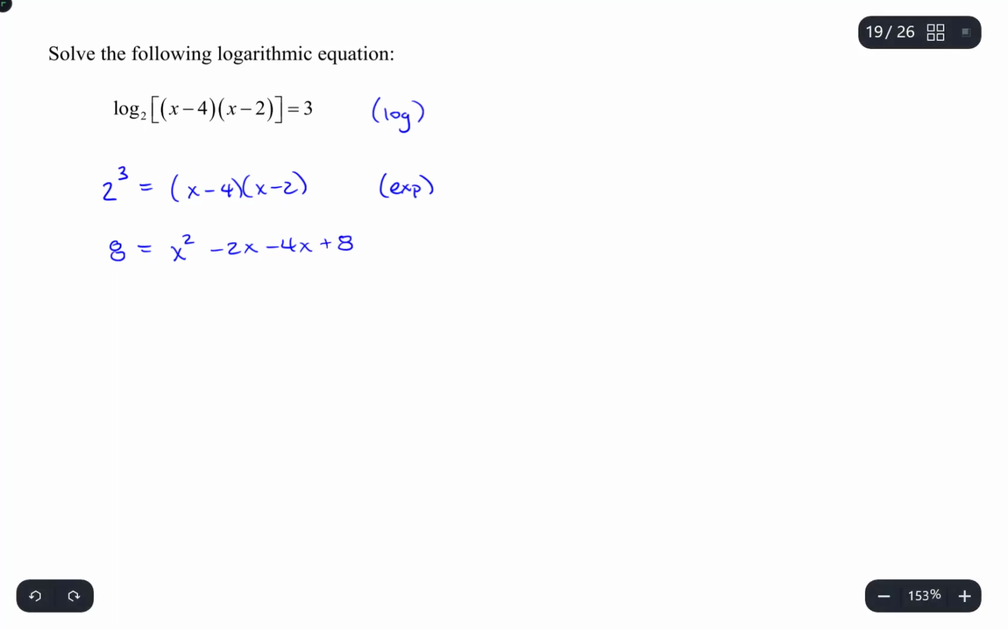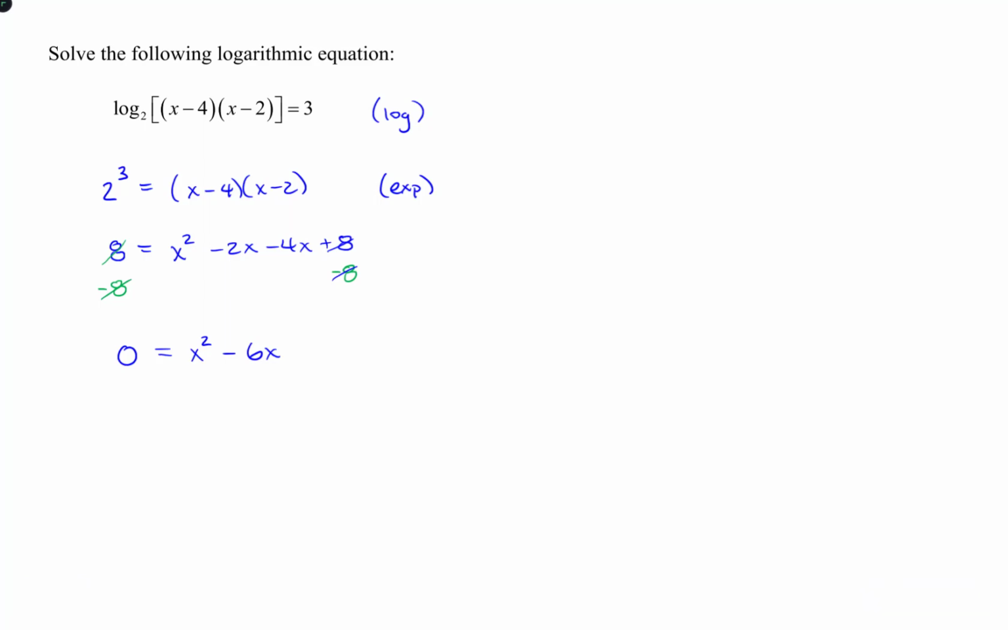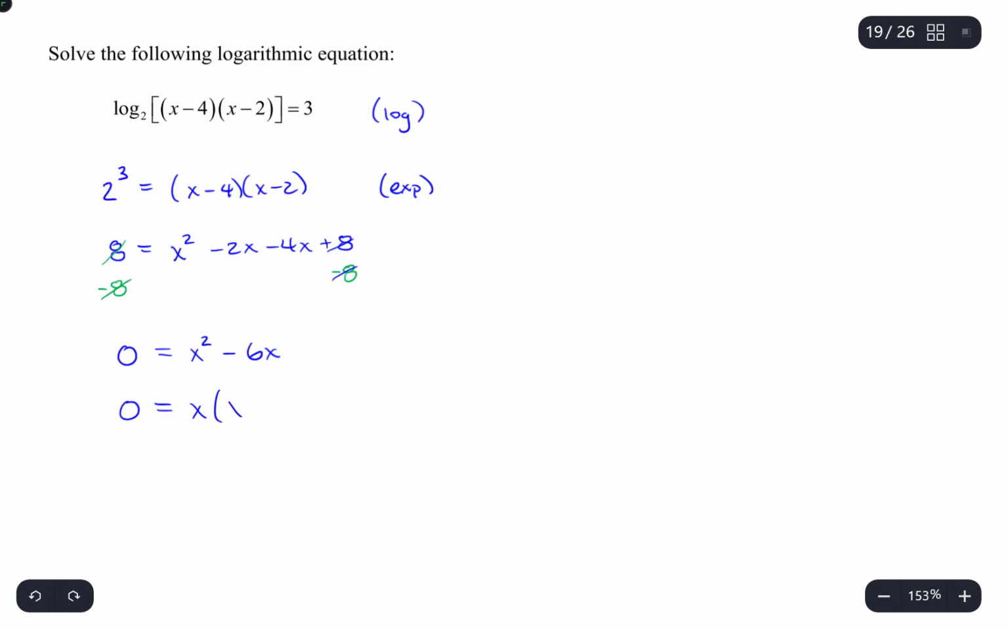And if I subtract 8 from both sides, and the reason I would do that is because I've got this square term here, and anytime you're solving a quadratic, you need to get everything to one side of the equation and have it set equal to 0. So 8 and negative 8 cancel each other out to give me 0. And that leaves me with x squared minus 6x because these also cancel. Now to solve this, I need to factor this quadratic. And this is a pretty simple factorization. There's just a greatest common factor of x, which leaves me x minus 6.